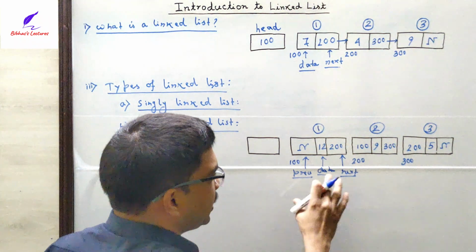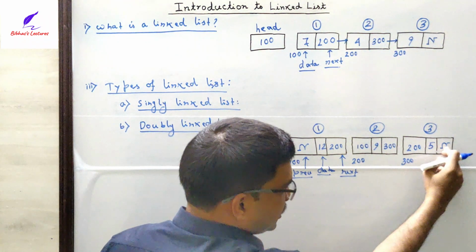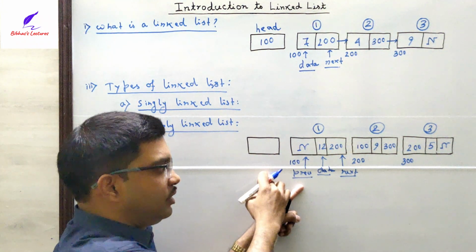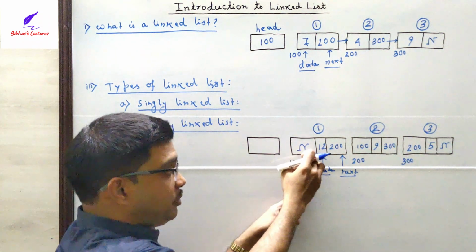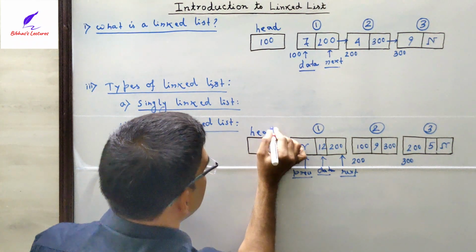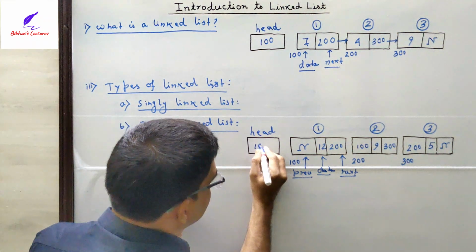And look at the list, as usual the last node's next part is containing null. Similarly, the first node's previous part is also containing null, since its previous node is not there actually. And as usual the head will also be there for the doubly linked list. So head will contain the address of the first node, and 100 is there.